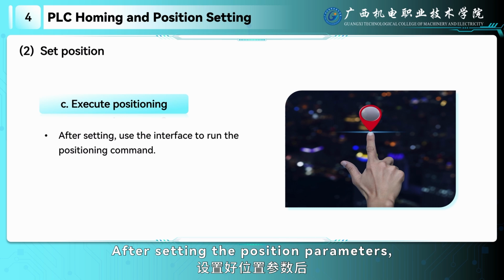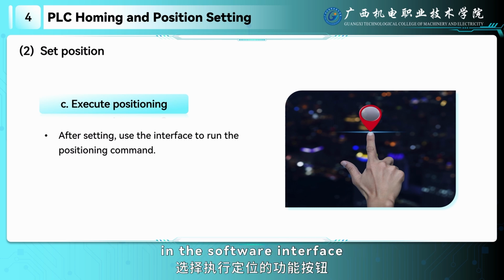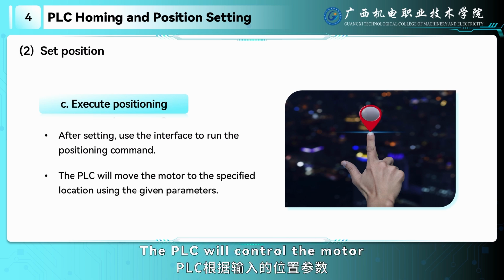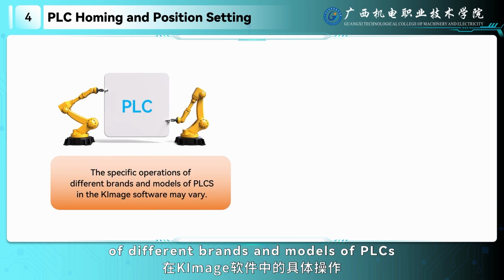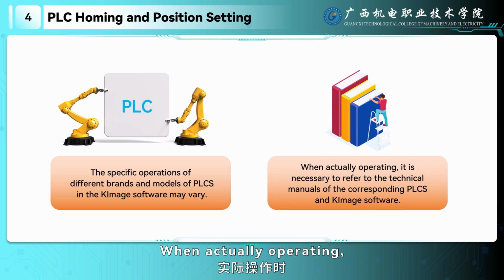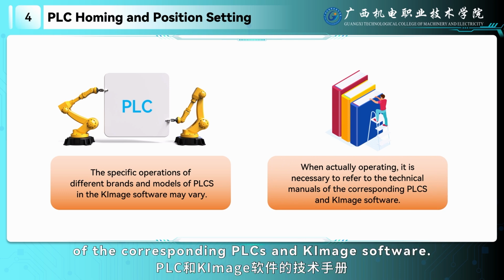After setting the position parameters, select the Positioning Execution button in the software interface or send the positioning command. The PLC will control the motor to move to the specified position based on the input parameters and motion control algorithm. The specific operations of different brands and models of PLCs in the Calibration software may vary. When actually operating, it is necessary to refer to the technical manuals of the corresponding PLCs and Calibration software.